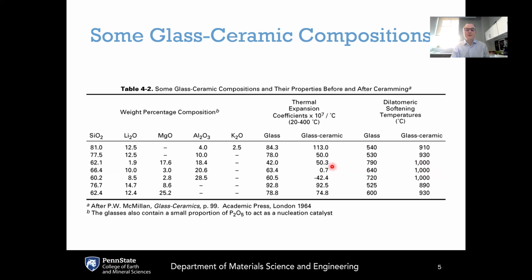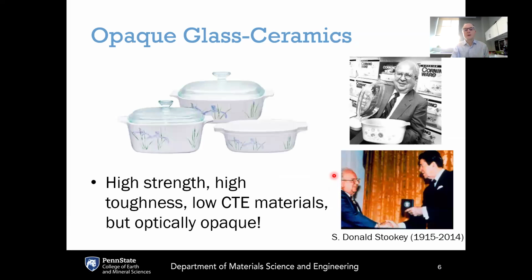It's also possible to have glass ceramics with a negative CTE, as shown in the next row. But in any case, you can see that there are some major advantages both in the thermal properties of glass ceramics as well as the mechanical properties.